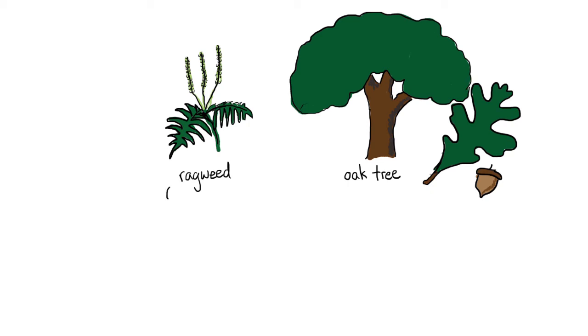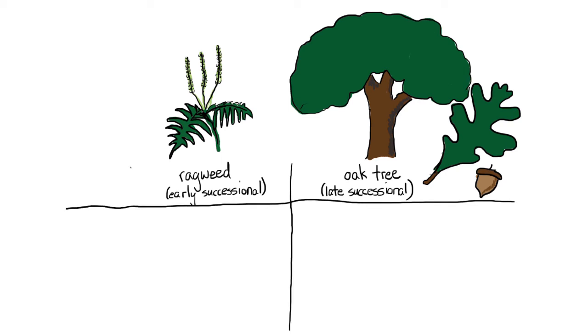The ragweed is early successional, so it's going to show up early during this secondary succession cycle. The oak tree is late successional. It shows up towards the end. And when you compare the characteristics between these two plant types, early versus late successional, there are a lot of interesting features. Consider the number of seeds.